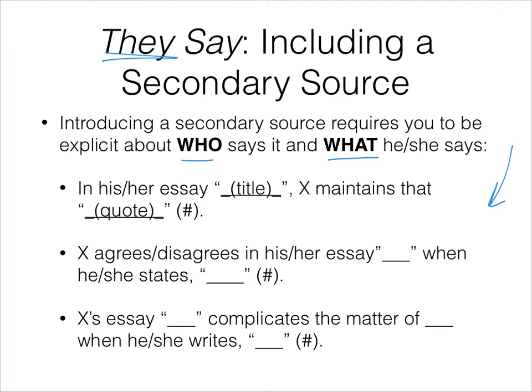X, the author's name, agrees or disagrees in the essay, blank, when he or she states, and so on. And then X's essay, whatever it is, complicates the matter of whatever it might be when they write. Notice that you're still using the exact same strategies that you've been using for integrating and citing quotations. The only difference is that now you're citing these essays as secondary sources instead of just your primary source.